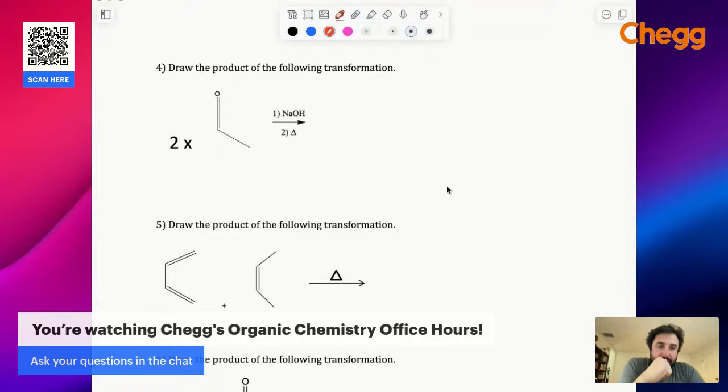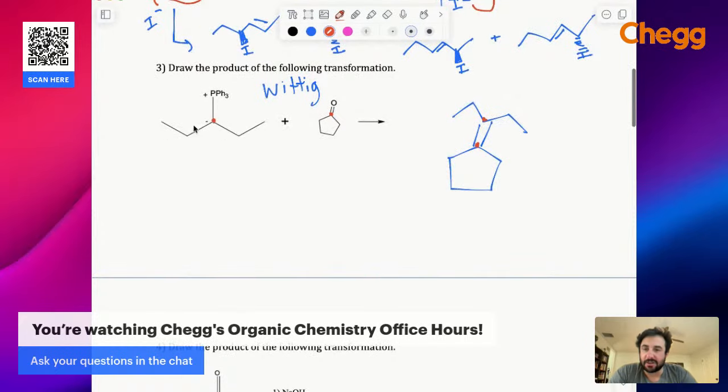So the first thing that we understand, Rio says, how do we know it's Wittig? We know it's Wittig because there's a Wittig reagent, right? This right here is the tip off. This is the important functional group on the Wittig reagent. That's that.